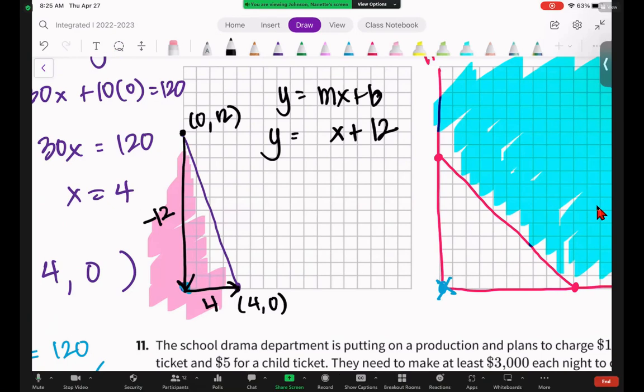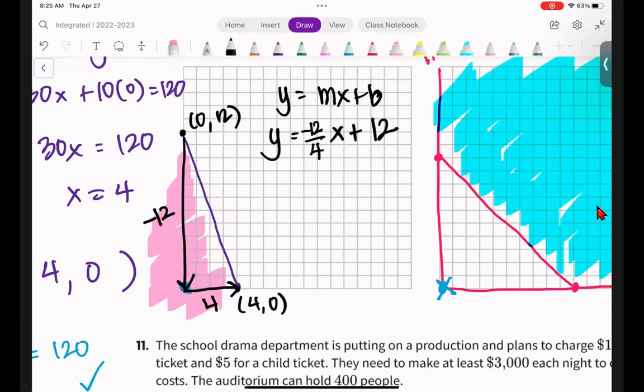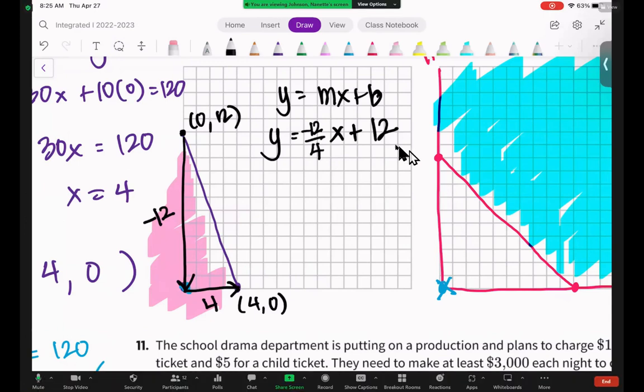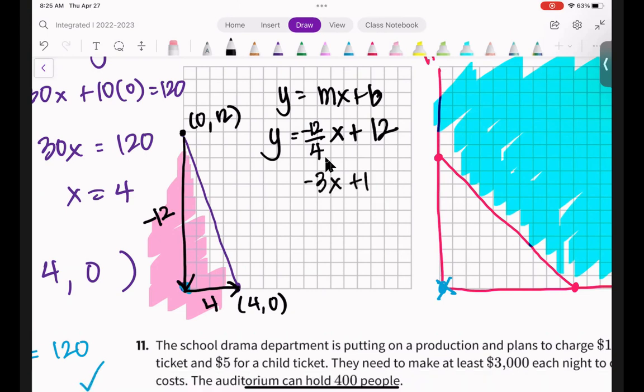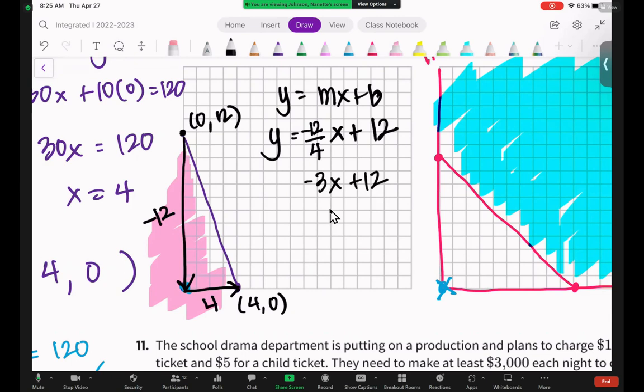So then my slope is going to be negative 12 over 4. Is everybody comfortable with negative 12 over 4? Slope is rise over run. Just don't forget your negatives. I think that's the biggest mistake people make. So there's your equation. Yes, you can simplify negative 12 over 4 to be negative 3 if you want, right? I'm going to honestly tell you, if you write negative 12 over 4, I'm giving you full credit.